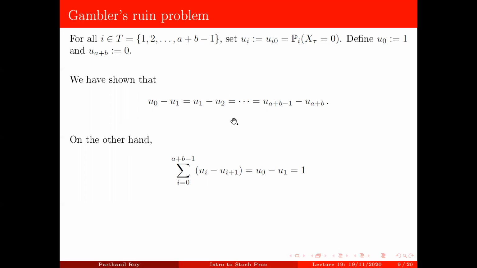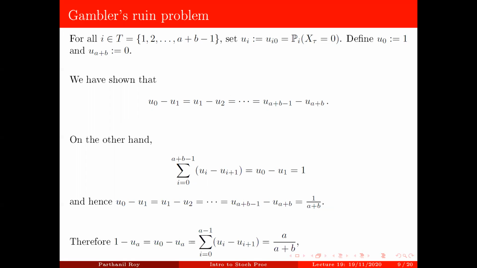So all of these are equal, the sum is 1. Therefore, each of them should be 1 over A plus B, as there are A plus B many. So what you get is 1 minus u_A, which is u_0 minus u_A. This would be the sum of u_i minus u_{i+1}, where i runs from 0 to A minus 1. So you have A many of these successive differences. This will telescope to give you 1 minus u_A. Of course you have A many of 1 over A plus B, so this is A over A plus B. So 1 minus u_A is A over A plus B, so u_A has to be B over A plus B.